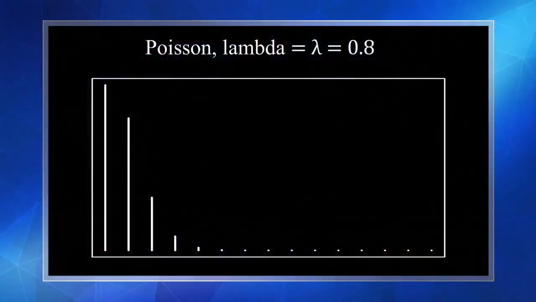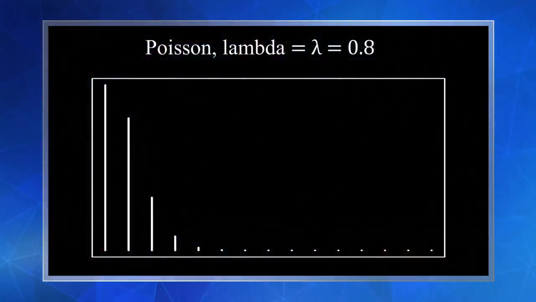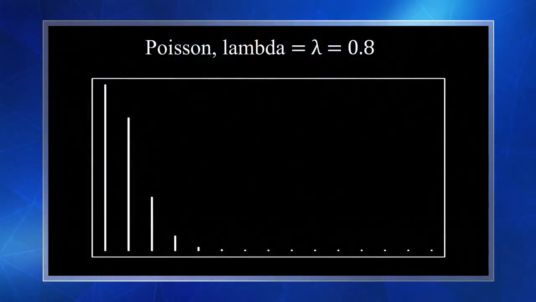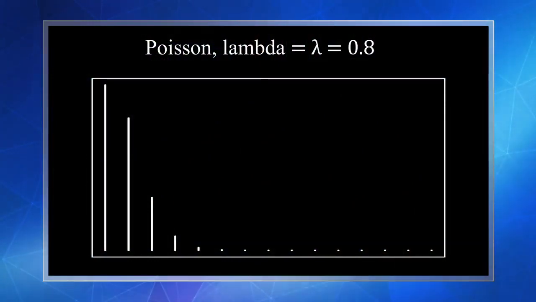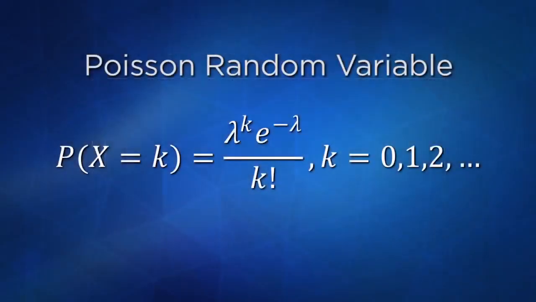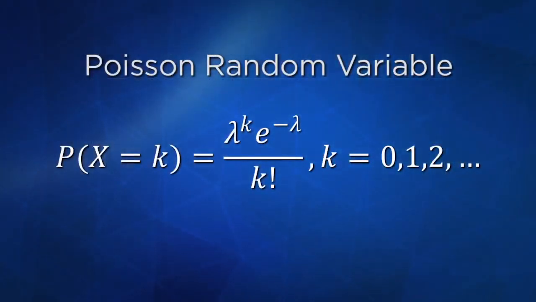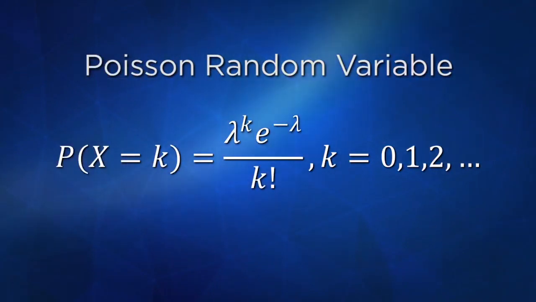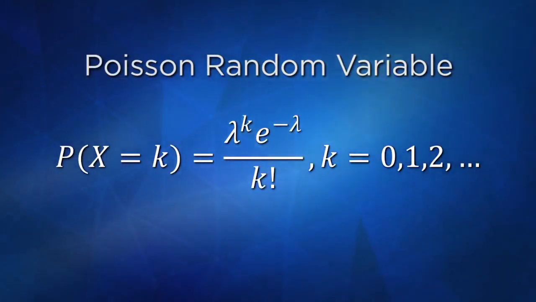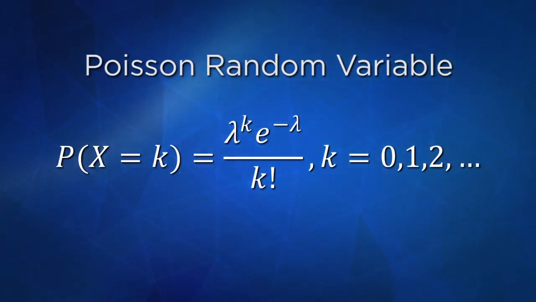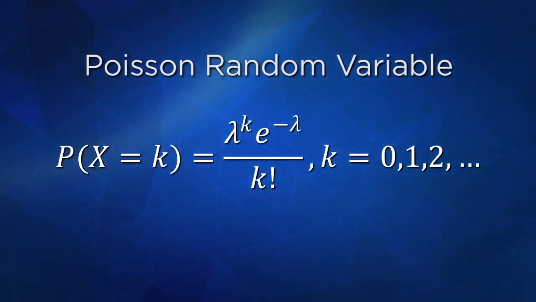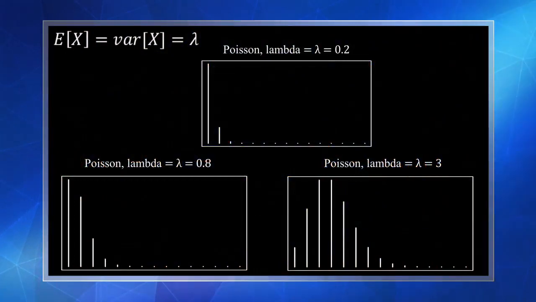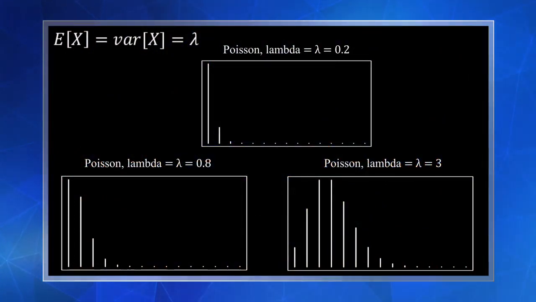Now, here's a funny distribution, the Poisson, that might look a little weird at first. It has a parameter lambda, and here's what that probability mass function looks like. The probability that X equals k is equal to lambda to the k, e to the minus lambda, all over k factorial, for k equal to 0, 1, 2, and so on. Now the Poisson has expected value and variance both equal to lambda, so it's easy to remember.